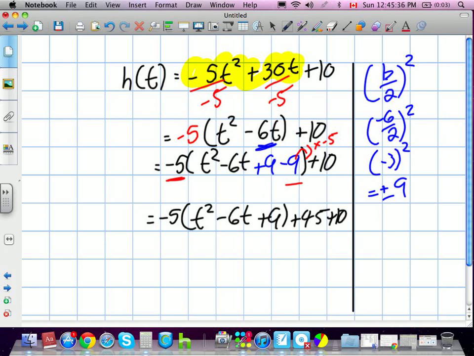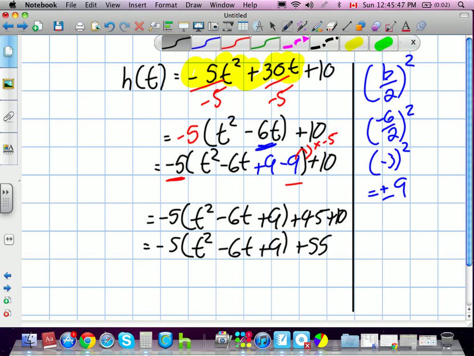I can equate on the outside if I want. T squared minus 6t plus 9 plus 55, right? That's my k value. So right away I've discovered two things. Remember vertex form? Here's our k value. Here's our a value. Last thing we're looking for is h.